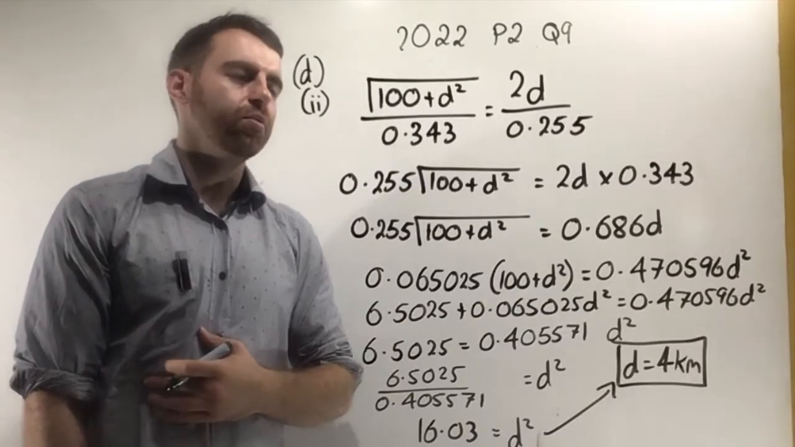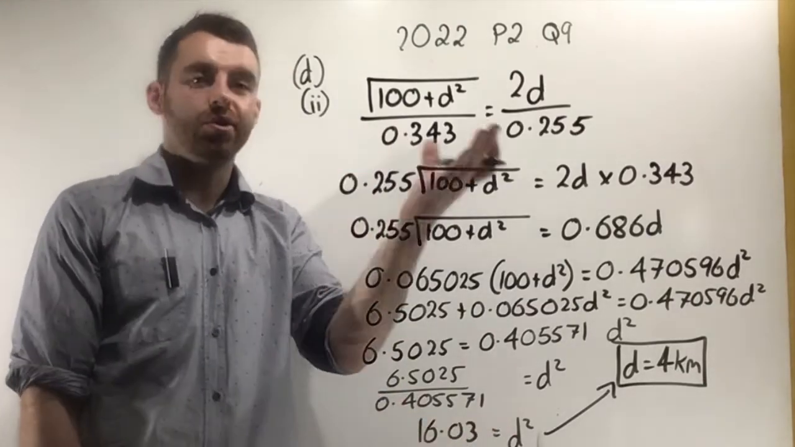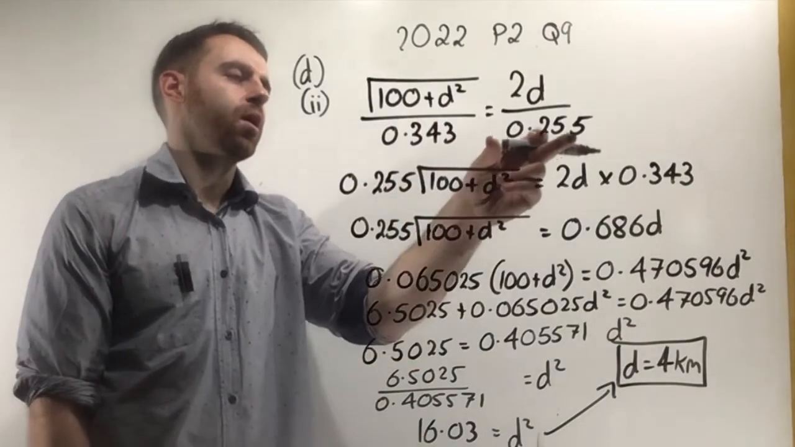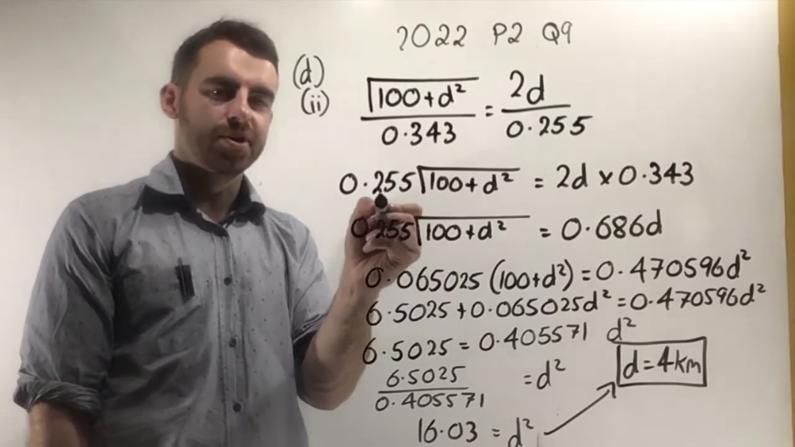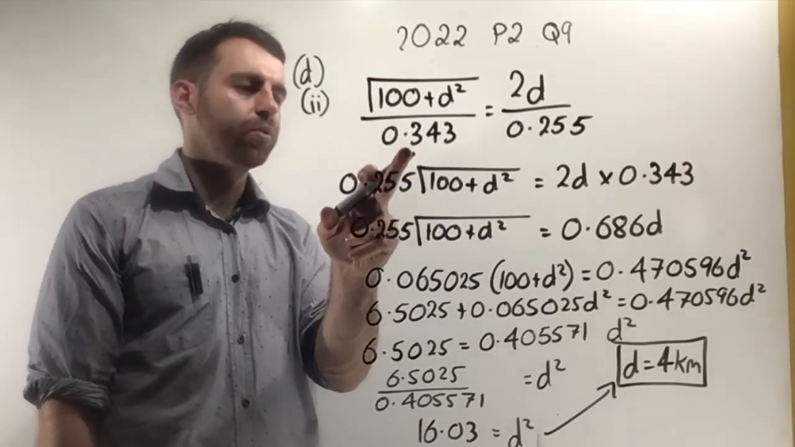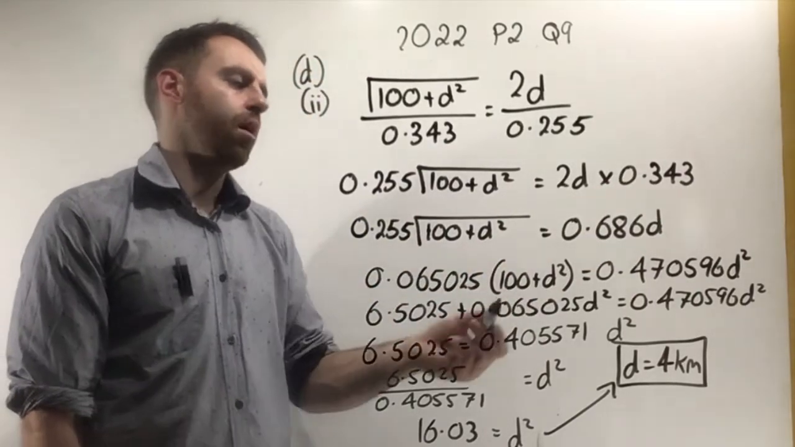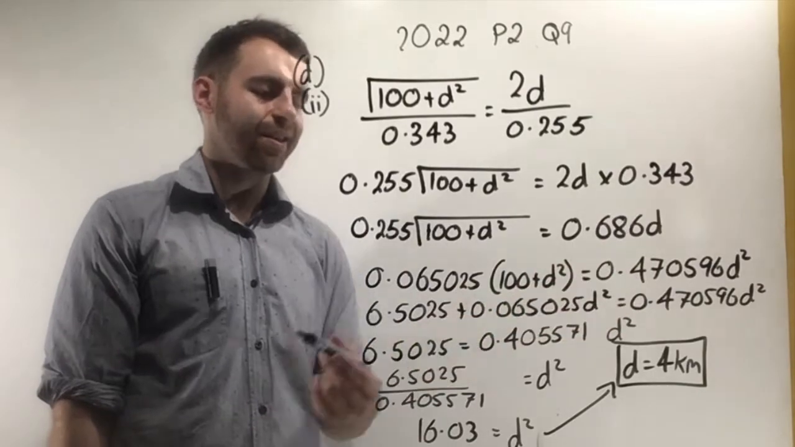So in D part 2, we simply have to solve that equation. There's nothing particularly complicated about it, we just have to work through it. The first thing I decided to do was get rid of my fractions. I multiply both sides by 0.255, so I get it up on the top on the left. I also multiply both sides by 0.343, so it's on the top on the right. All I did on the next line was 2 times 0.343 is 0.686d.